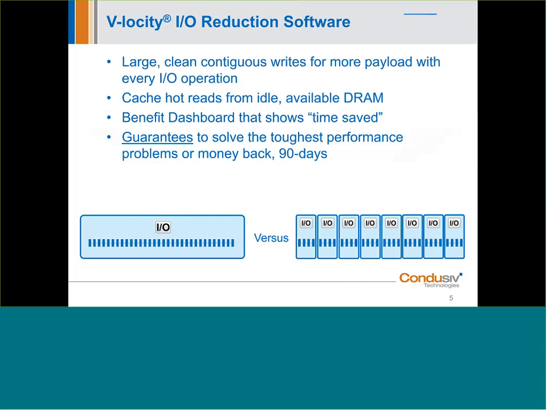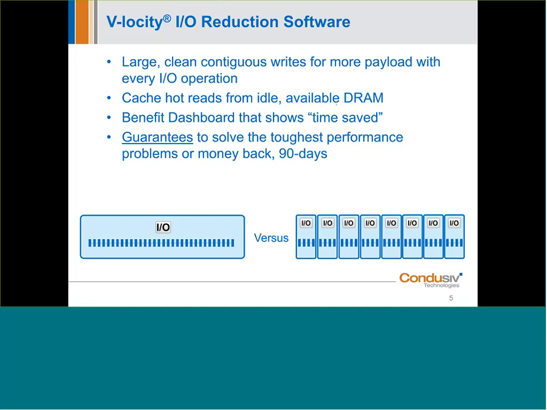So, just to briefly recap, we've got these large, clean, contiguous, unbroken writes that give you a greater payload of data with every storage I/O operation. We're caching those hot reads from idle available RAM. We've got a benefits dashboard that actually shows the amount of storage I/O time that is being saved. Now, that is very, very useful. This is showing you the time that the storage didn't have to spend processing those I/O requests that we were able to eliminate. That's time that's freed up for your systems to now process additional or other workloads.